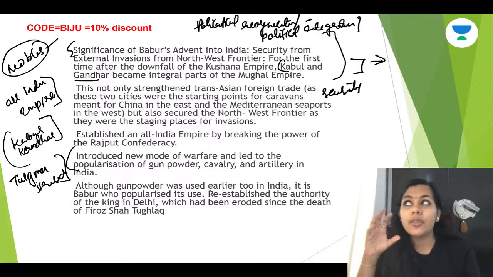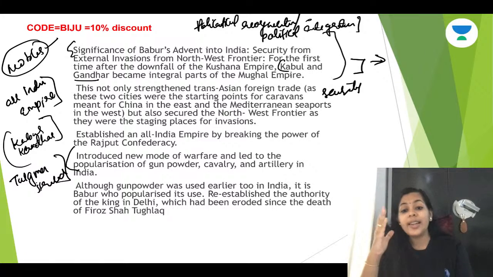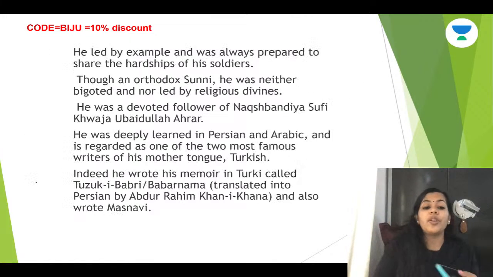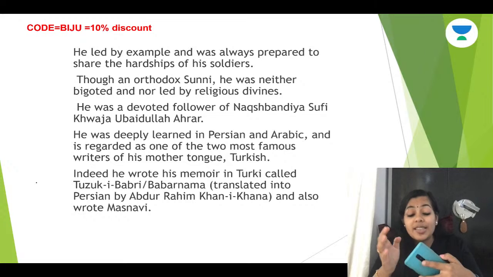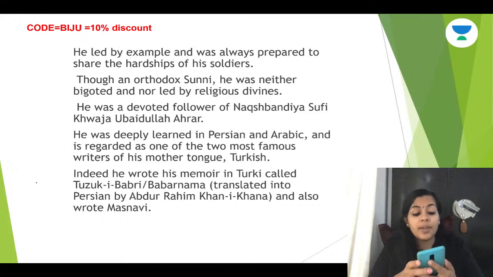You see that there was usage of gunpowder in early India. When? In the time of Firoz Shah Tughlaq. But after Firoz Shah Tughlaq's death, this practice of using gunpowder stopped. Now there was no use of it. But when Babur used it with much efficiency, this method was popularized.